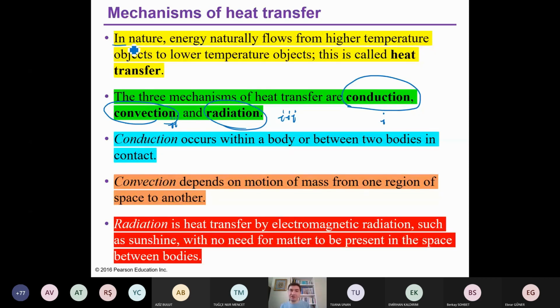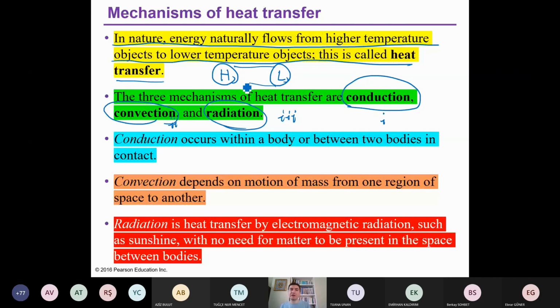In nature, energy naturally flows from higher temperature objects to lower temperature objects. This is called heat transfer or heat flow. So here you see an object with high temperature, and here there is another object with low temperature, and let's consider you have contact in between, and heat is transferred from the high temperature object to the low temperature object. So we will discuss what conduction is, what convection is, and what radiation is.